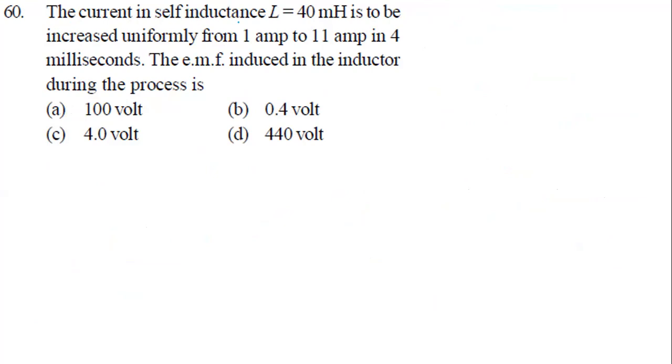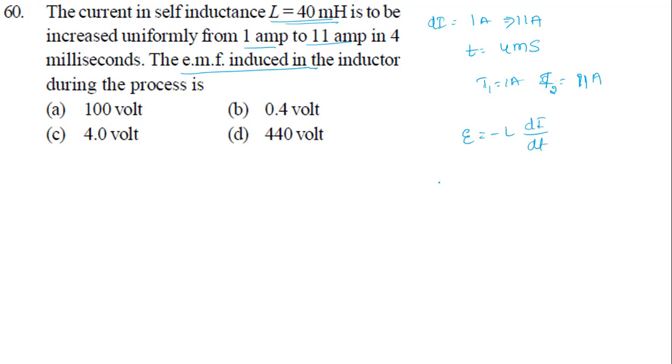The current in a self-inductance of 40 millihenry increases uniformly from 1 ampere to 11 ampere in 4 milliseconds. This is the change in current dI, where I1 is 1 ampere and I2 is 11 ampere. They are asking for the induced EMF in the inductor. See, again the same formula, E equal to minus L into di by dt. So it is repeated, so I'll leave it to you.